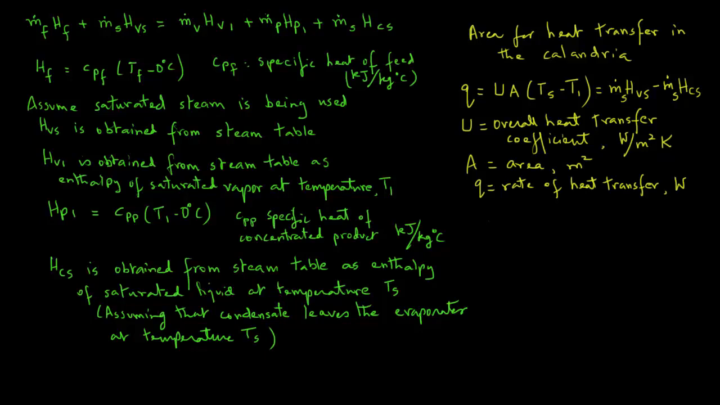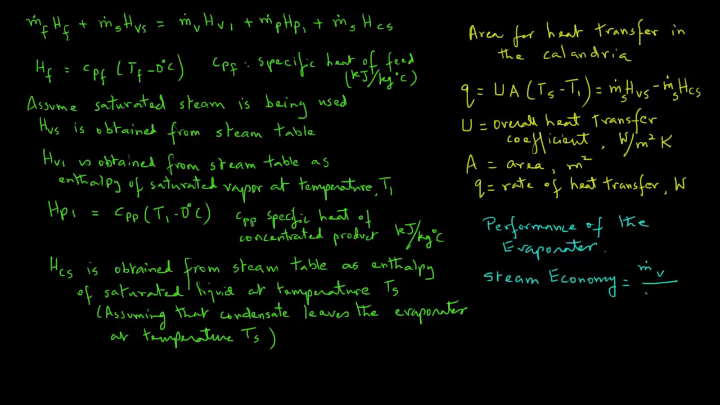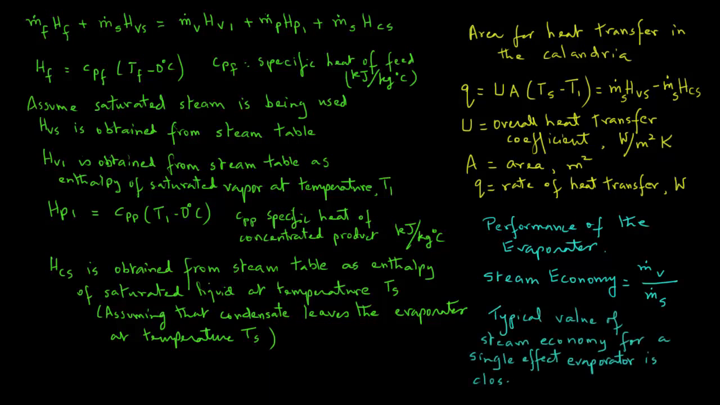The performance of the evaporator is expressed using a term called steam economy, which equals m dot v divided by m dot s, where m dot v is the mass flow rate of vapors and m dot s is the mass flow rate of steam entering the evaporator. A typical value of steam economy for a single effect evaporator is close to 1.